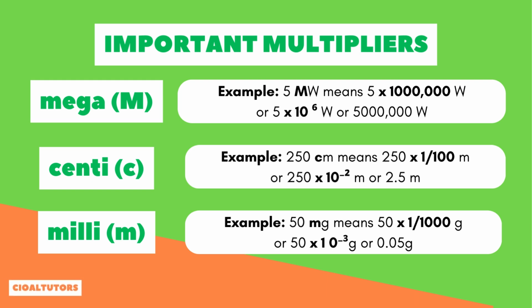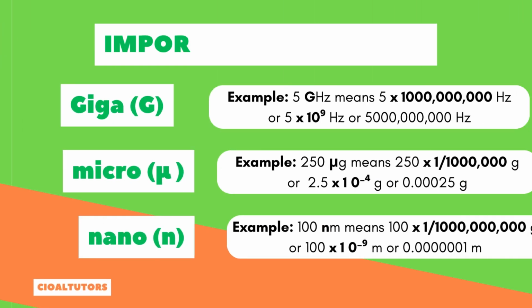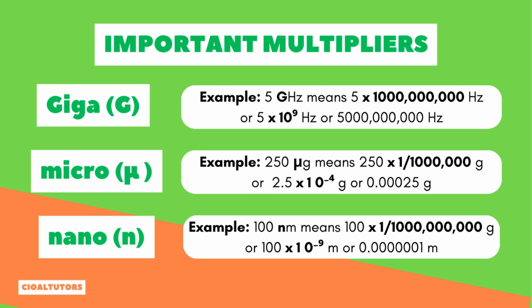Centi represents 100th and milli represents 1,000th. Giga represents 1 billion, so 5 gigahertz equals 5 billion hertz. Micro represents 1 millionth, used in measuring very small quantities. And nano means 1 billionth. These multipliers help us work with quantities across a wide range of scales. Understanding and using them correctly is crucial in physics.